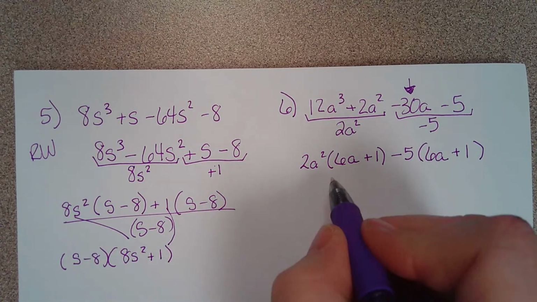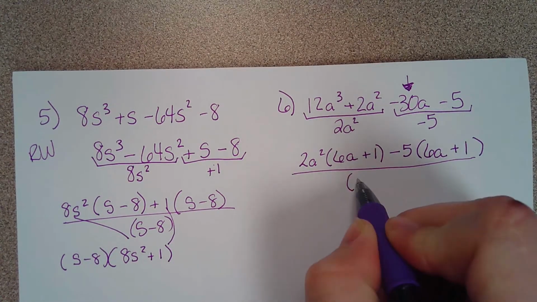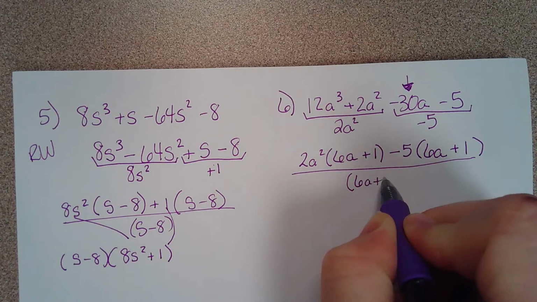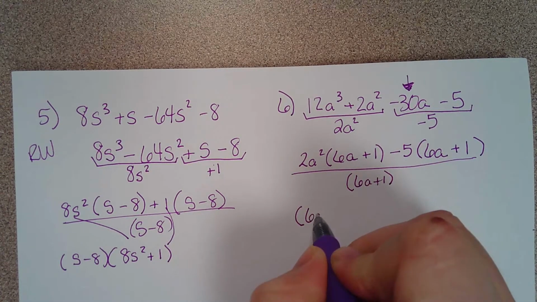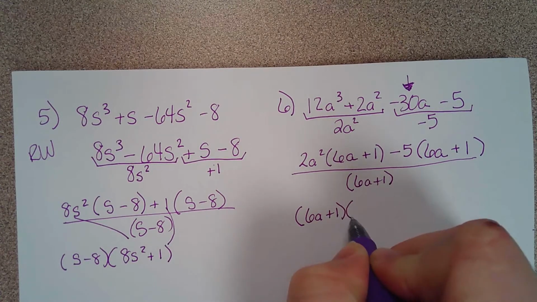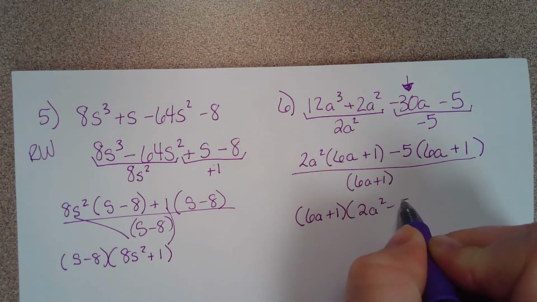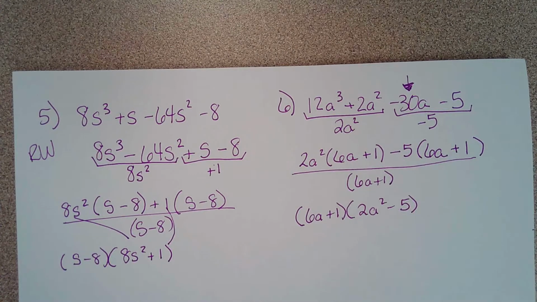Now, we factor out the grouping that they both have in common. So this becomes 6a plus 1 and 2a squared minus 5. And now you are finished.